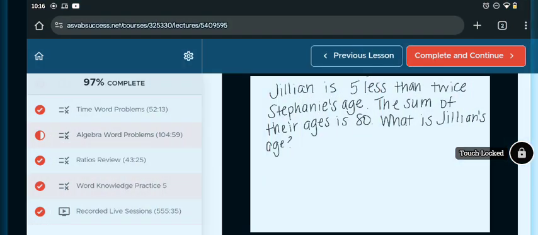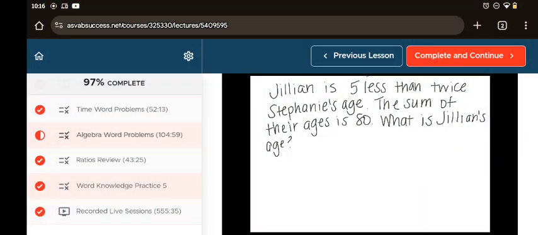I muted myself. I'm sorry about that. No problem. So Julian, let's see. Is 5 less than twice Stephanie's age? So Julian is twice Stephanie minus 5. Excellent. And then Julian plus Stephanie equals 80.